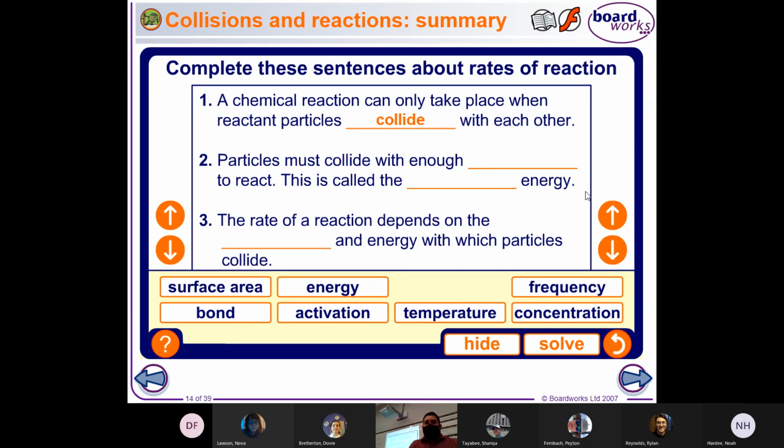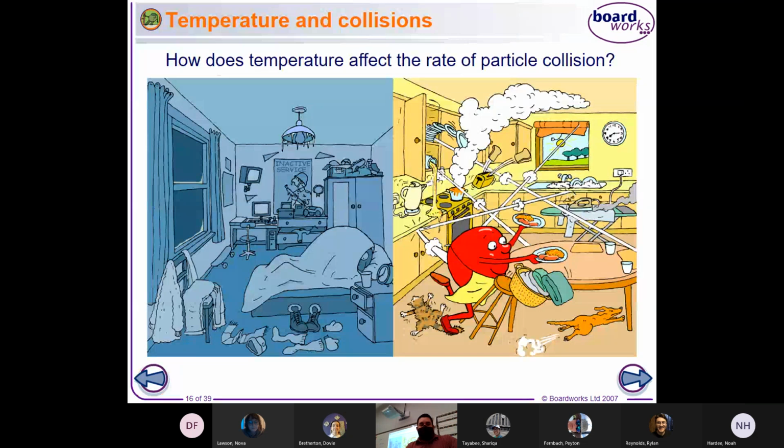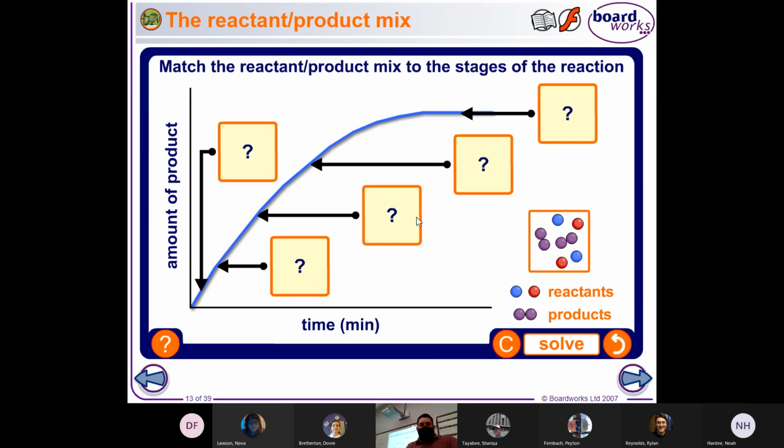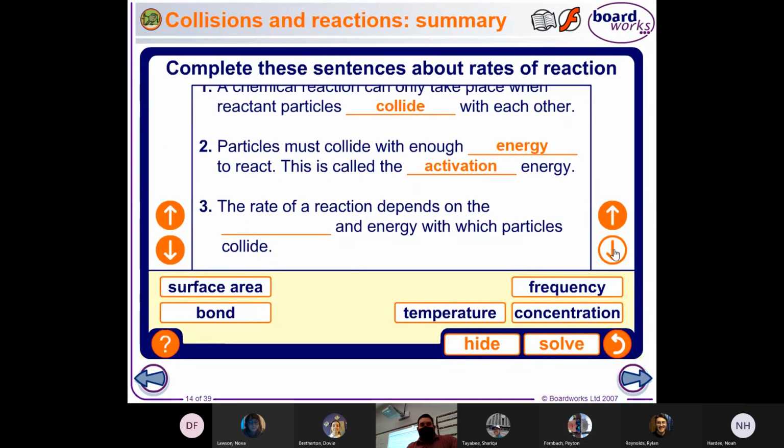All right, particles must collide with enough energy. We got to think. All right, let's try that. This is called the activation energy. That's the energy to get it started.